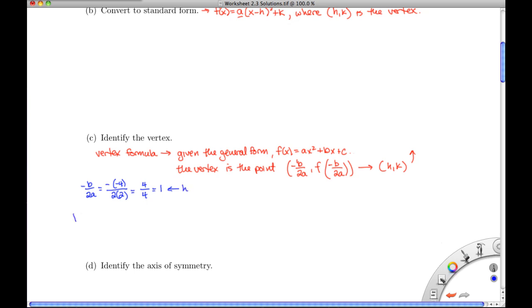To get the y coordinate, we're just going to take our function and evaluate it at minus b over 2a. In this particular case, that means just evaluating our function at 1. That's going to give us 2 times 1 squared. This is just from the function they gave us at the start of the problem. Minus 4 times 1 minus 1. So we've got 2 minus 4 minus 1, which is just going to give us negative 3. And this is our k. So from this information, we now know that our vertex is going to be equal to the point 1, negative 3.